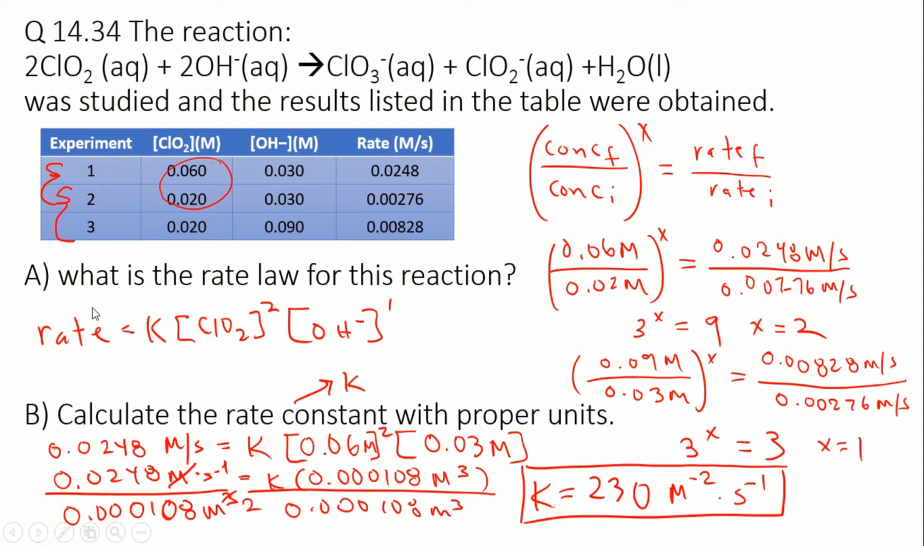And now we can put together the rate law for our reaction. So the rate equals our rate constant K times the concentration squared, that's what we found here, times the concentration of hydroxide to the first power. That's what we found here.